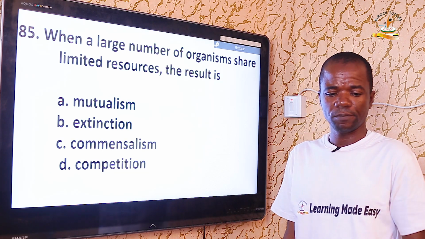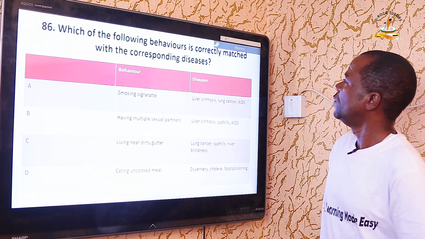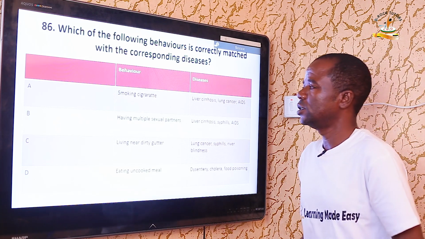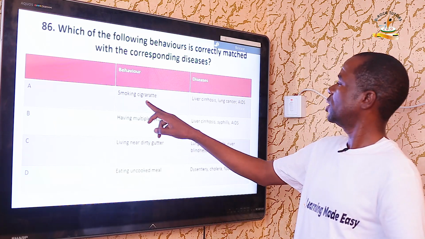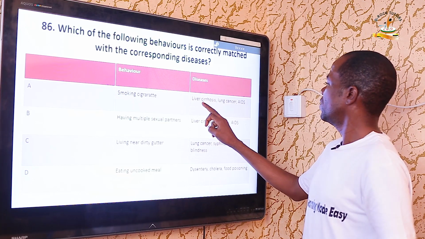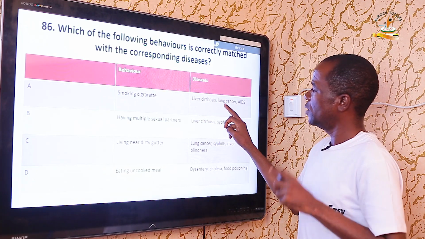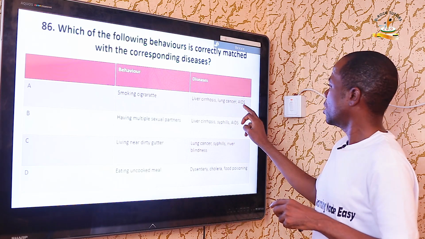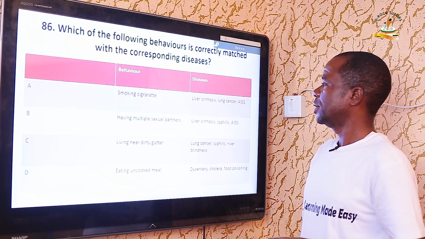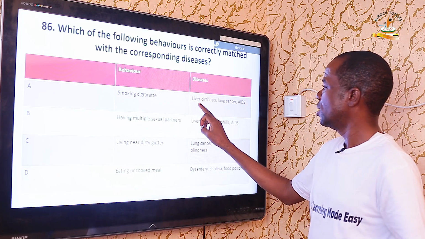Number 86. Which of the following behaviors is correctly matched with the corresponding diseases? Option A, smoking cigarette. When a person smokes cigarettes, does it cause liver cirrhosis? It doesn't. Can it cause lung cancer? Definitely it can. Can it cause AIDS? It can.